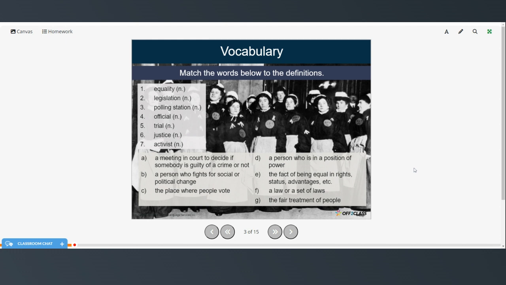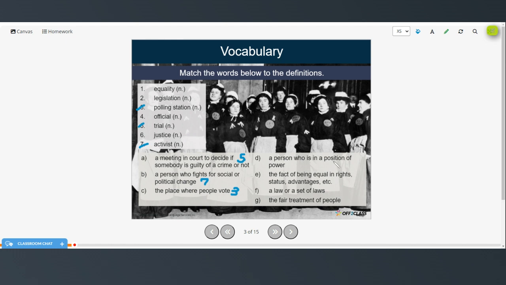All right, so first we're going to review some vocabulary. So again, you can pause the video, try this on your own, and then restart when you're ready to check your answers. Right, so a meeting in court to decide if someone is guilty of a crime or not, that would be number 5, a trial. A person who fights for social or political change, that would be number 7, an activist. The place where people vote, that's number 3, polling station.